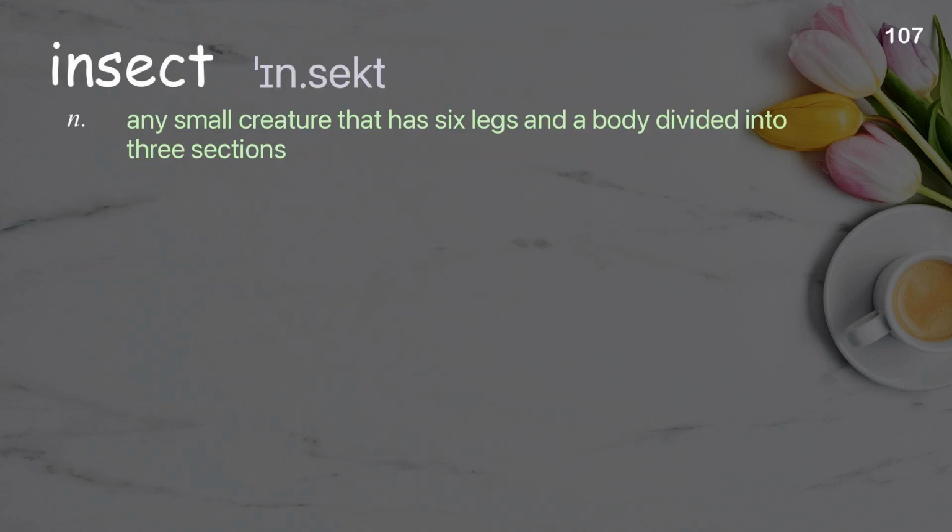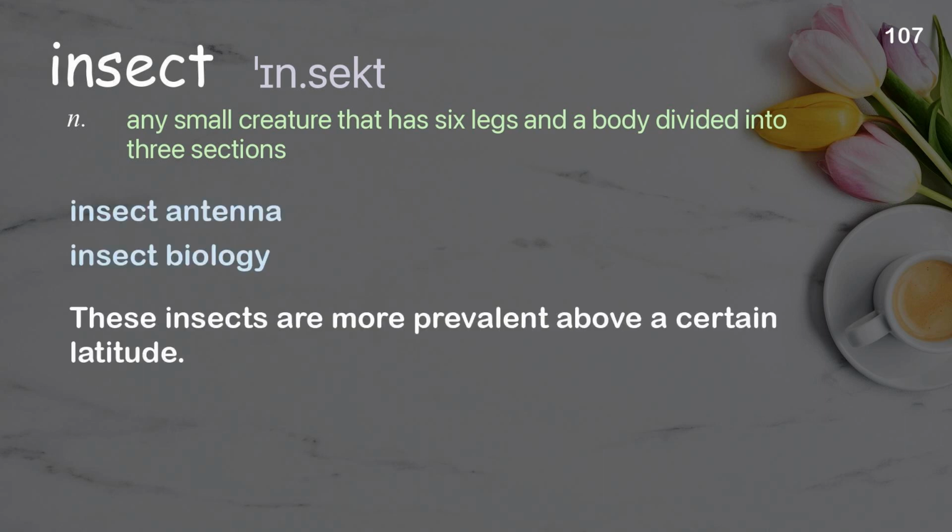Insect. Any small creature that has 6 legs and a body divided into 3 sections. Examples: Insect antenna. Insect biology. These insects are more prevalent above a certain latitude.